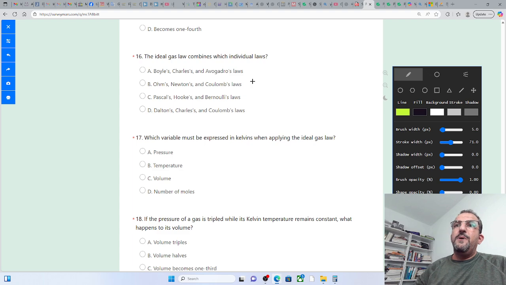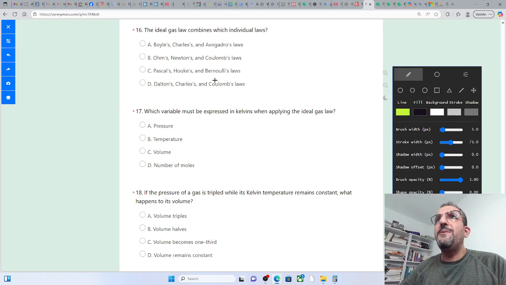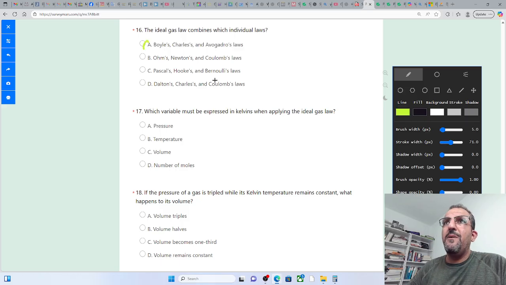Let's now move to 16. So 16 is not complicated. You can see the answer is pretty clear. The ideal gas law combines which individual laws? I have here Boyle's, Charles's, and Avogadro's law. I have here Ohm's, Newton's, and Coulomb's law. And here we have Pascal's law, Hooke's law, and Bernoulli's law. Here I have Dalton's, Charles's, and Coulomb's law. So D, C, B are wrong, and A is the right answer for number 16.